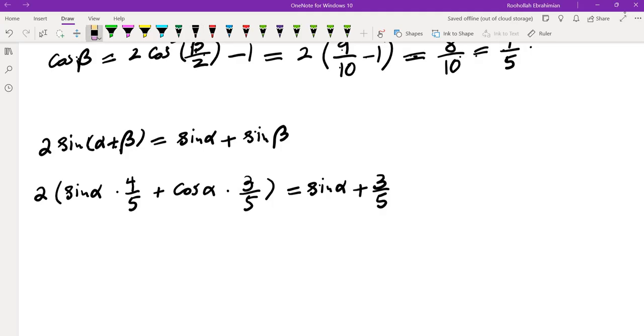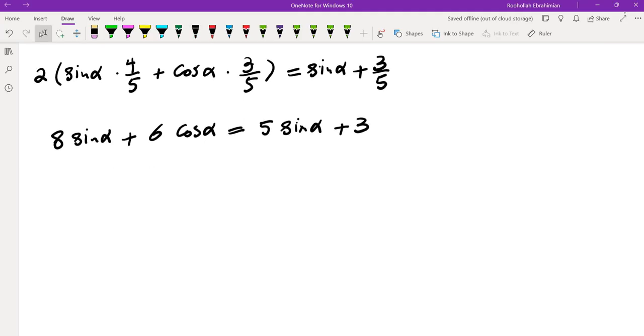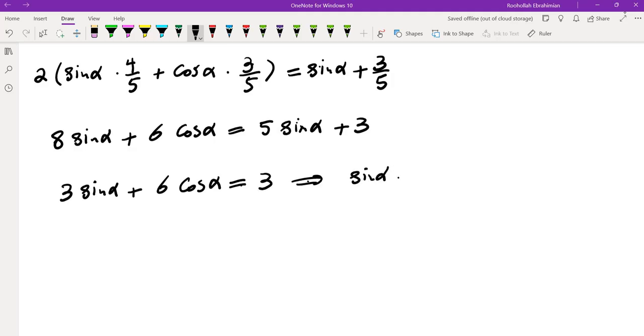Okay, so now we can clear the denominator. We get 8 sine of alpha plus 6 cosine of alpha is equal to 5 sine of alpha plus 3. Now we can cancel sine of alpha. We get 3 sine alpha plus 6 cosine of alpha is equal to 3, which gives you sine of alpha plus twice cosine of alpha is equal to 1.